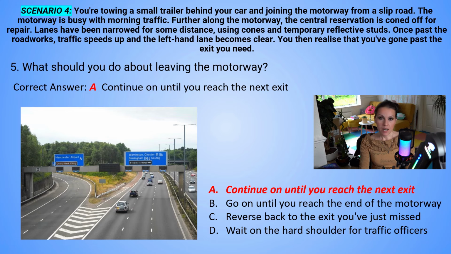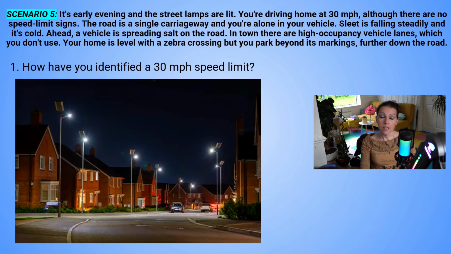And let's move on to scenario number 5. It's early in the evening and the street lamps are lit. You are driving home at 30 miles per hour, although there are no speed limit signs. The road is a single carriageway and you are alone in your car. Sleet is falling steadily and it's quite cold outside. Ahead, a vehicle is spreading salt on the road. In town, there are high occupancy vehicle lanes which you don't use. Your home is level with a zebra crossing, but you park beyond its markings further down the road.